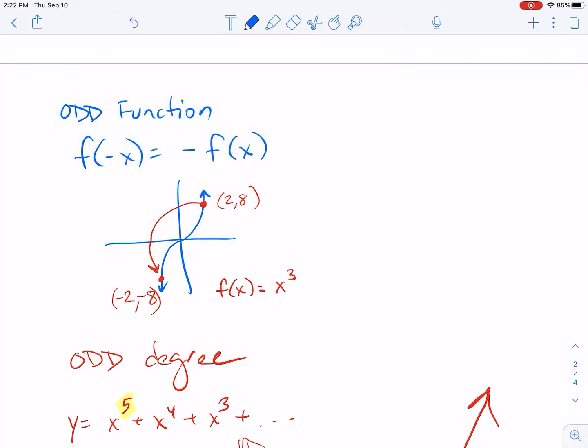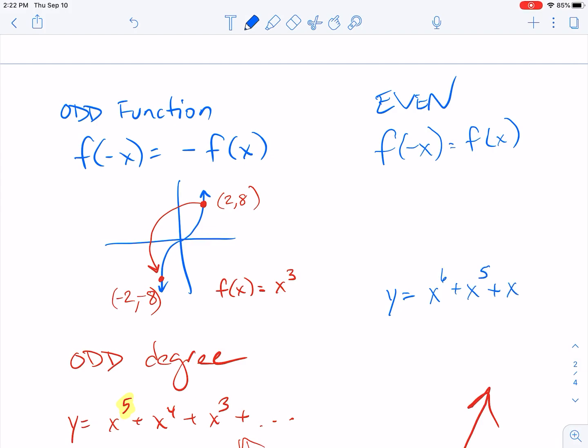Likewise, an even function, just because a function is even, that means that f of negative x is equal to f of x. That's not the same thing as saying an even degree, because an even degree would be something like f of x is equal to x to the 6th plus x to the 5th plus x to the, I don't really care. The fact that this largest exponent is even makes it an even degree function, but not an even function.